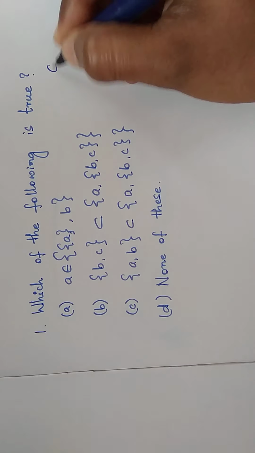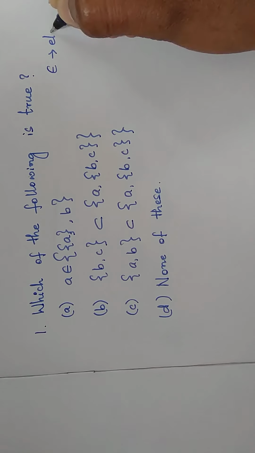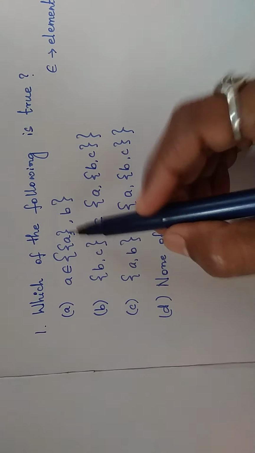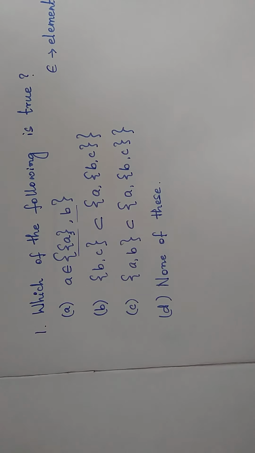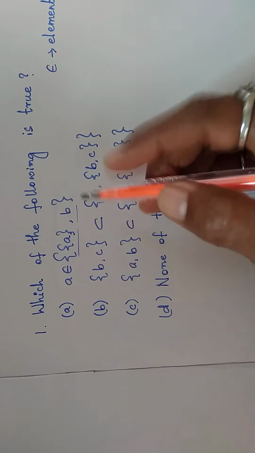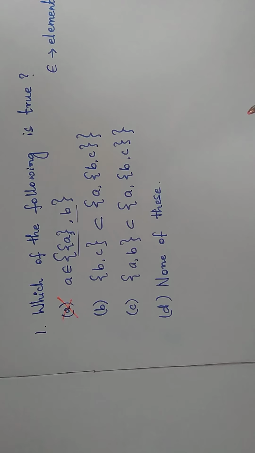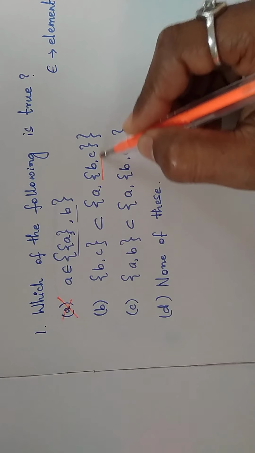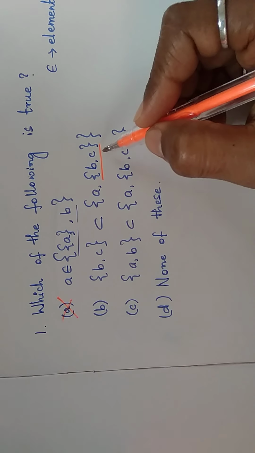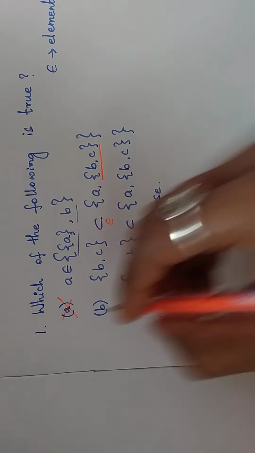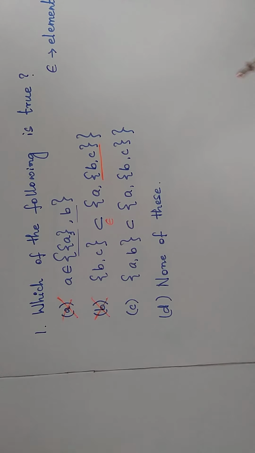We use the symbol belongs to to say that the element is in that set. Now, the elements of this set are {A} and just B. So, just A is not an element of this set. So, this option is not correct. Coming to option B, here {B, C} is an element. So, we have to use the symbol belongs to here, not the subset. So, this is also not the correct answer.